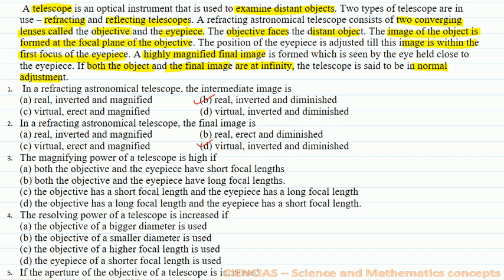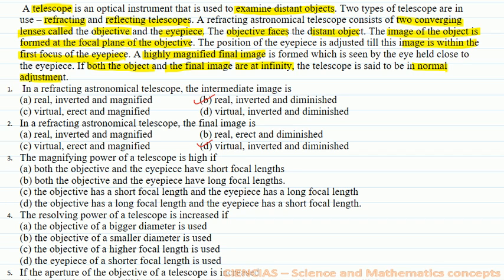Now question number 3, the magnifying power of a telescope is high if option A, both the objective and eyepiece have short focal length. Option B, both the objective and eyepiece have long focal length. Option C, the objective has short focal length and eyepiece has long focal length. Option D, the objective has a long focal length and the eyepiece has small focal length.